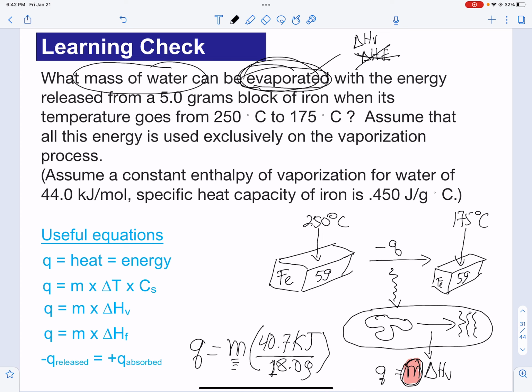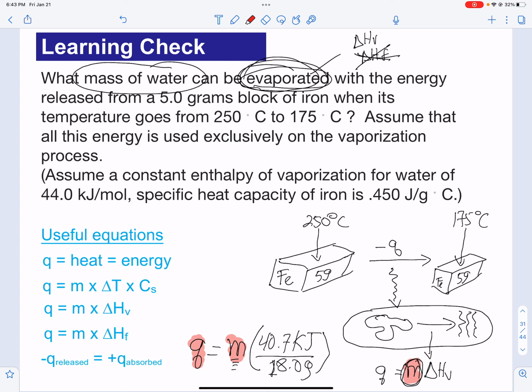So the question is, if I'm looking for the mass, I cannot have another unknown variable. I need to know what Q is. What I'm looking for should be the only unknown variable. So I need to know what Q is. Question is, how do I find Q? Well, the heat is coming from the block of iron, so whatever energy the block of iron releases, that's the energy that the water is absorbing.